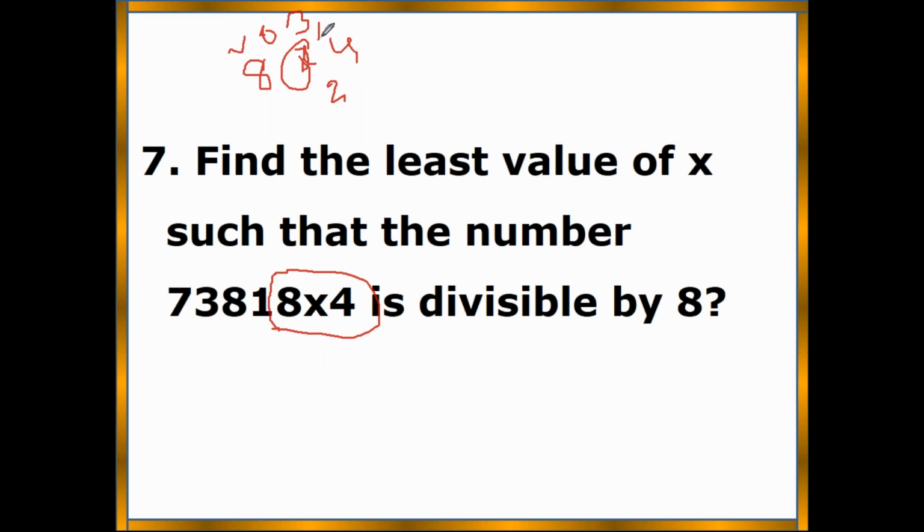Again, 8 8s are 64, x value 6. The possible values in place of x are 2, 6. Out of that, we have to go for the least value. So what is the least value? 2 is the answer.